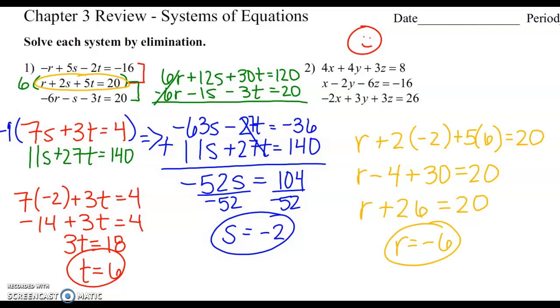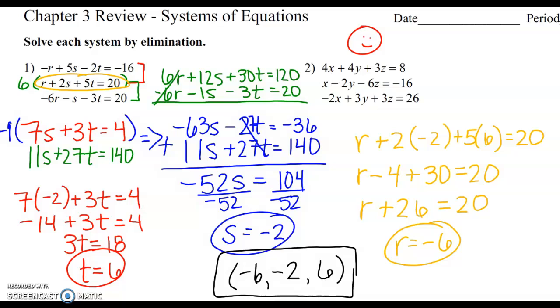Ordered triple, typically x, y, z. In this case, alphabetically, q, r, s, t would be r, s, t. So I've got r is negative 6, s is negative 2, and t is 6. That's my ordered triple answer. I know I go kind of fast to make the video shorter, but remember you could always pause or keep going back. Sorry about that.